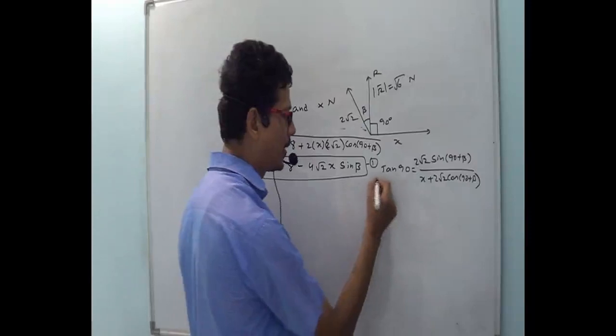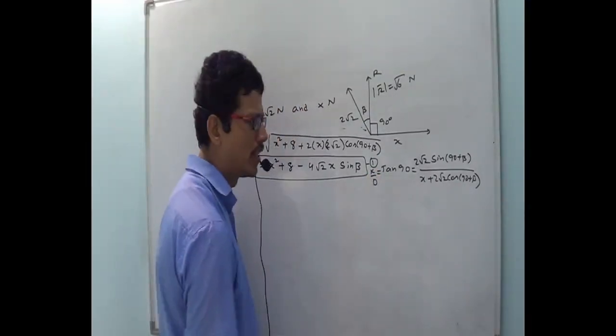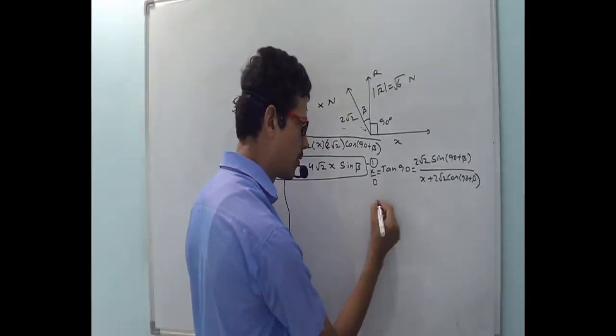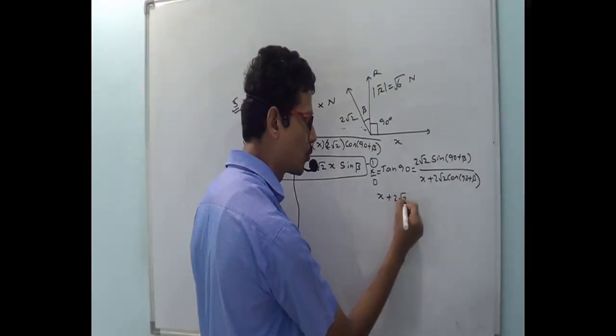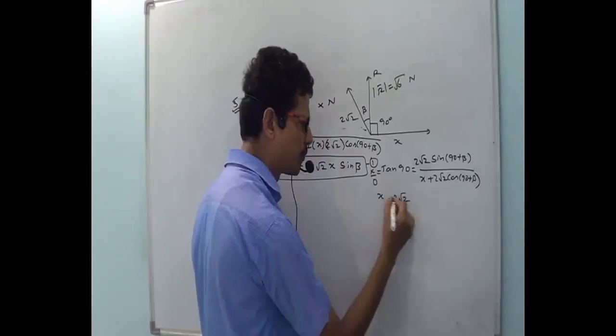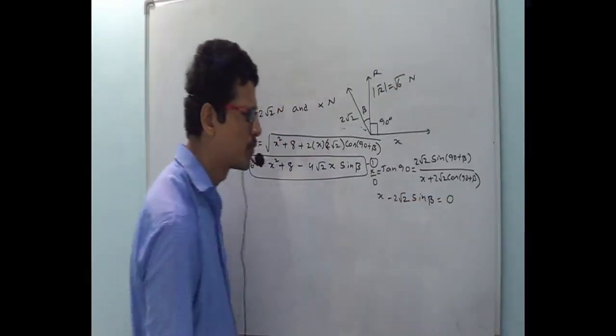So what is tan 90? Tan 90 is some constant divided by 0. Infinity, na? So this I will equate to 0. That is the second equation then. X plus 2 root 2. What is cos 90 plus beta? Minus sin beta. Minus sin beta is equal to 0.